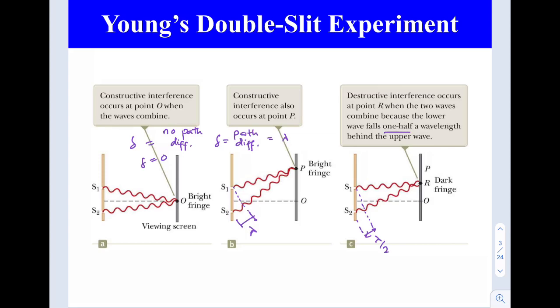For this case, path difference is equivalent to 1 lambda. For this case, path difference is equivalent to half lambda. Then it's going to produce dark fringe or destructive interference. Right?